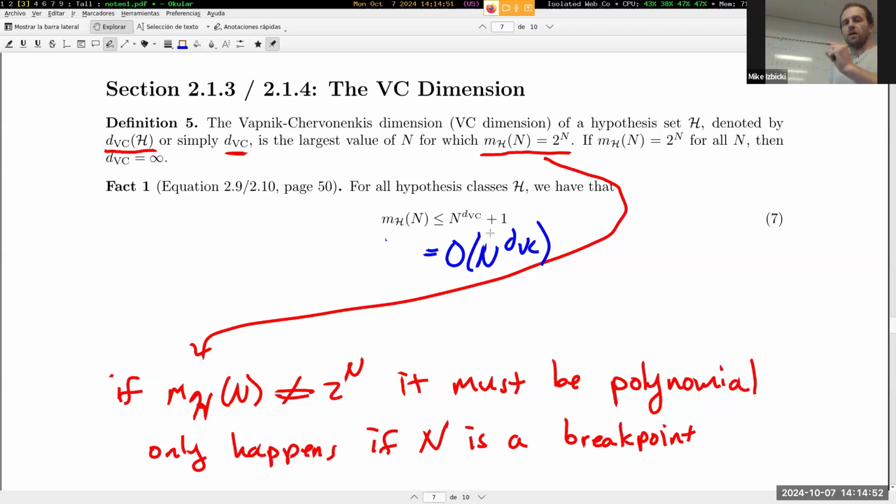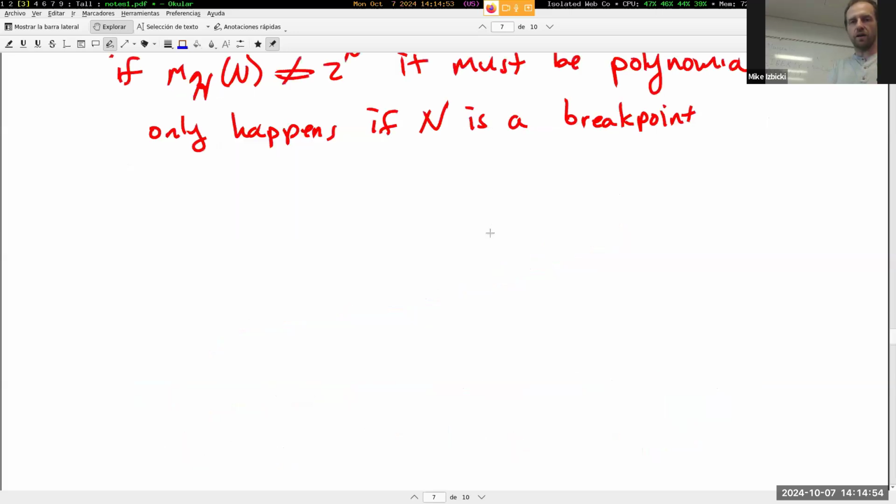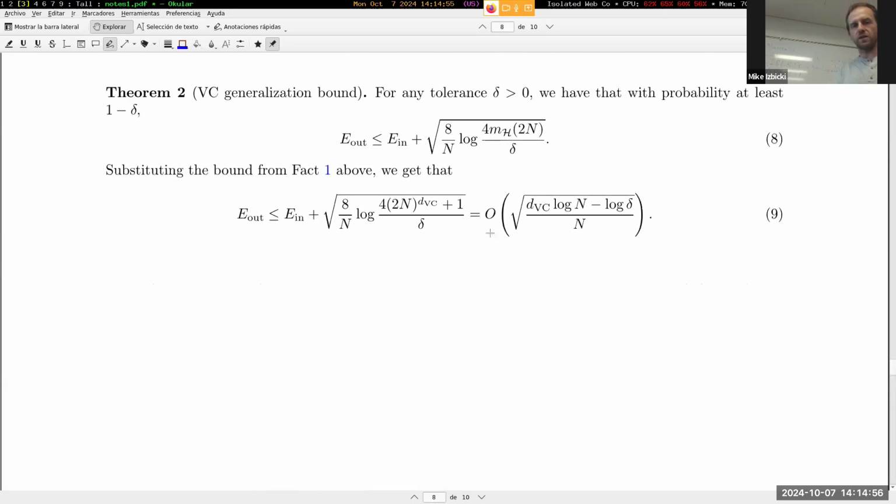Okay. I'm going to keep going and not pause for questions yet. I want to just get to this VC generalization bound theorem. Why did we care about all of this? And the answer here is this theorem. Why do we care? This theorem. This theorem bounds our generalization error, E out minus E in, based on the growth function right here.